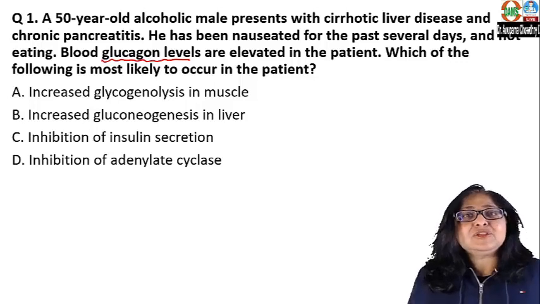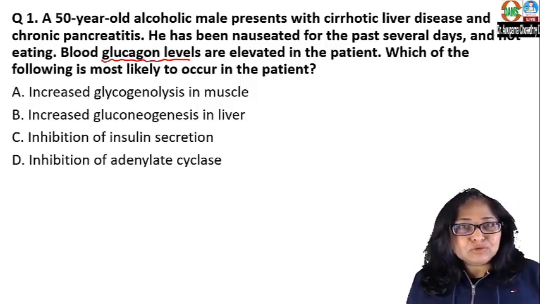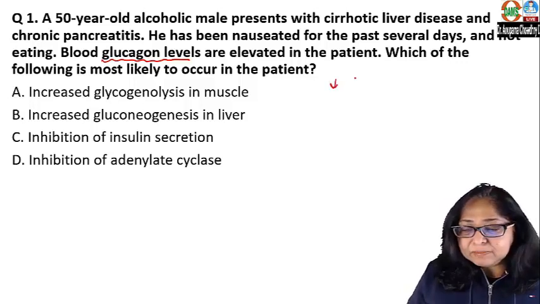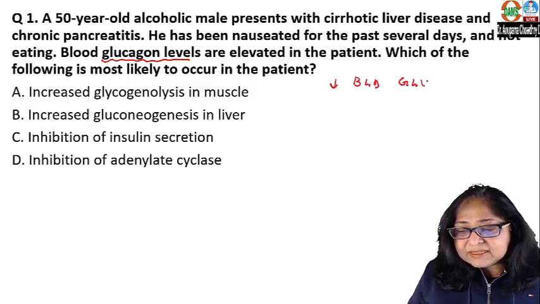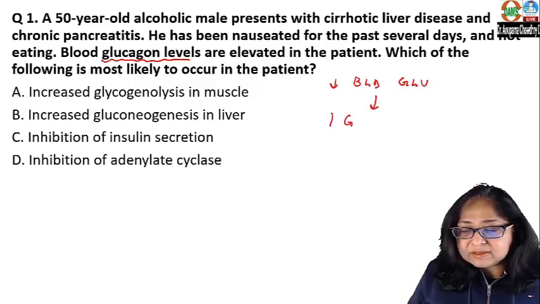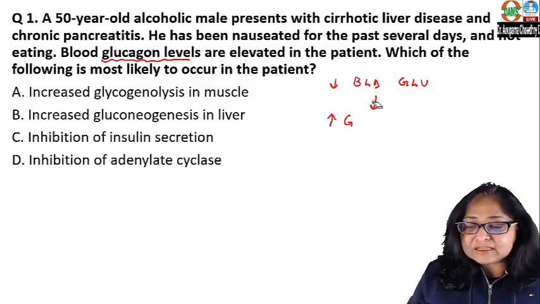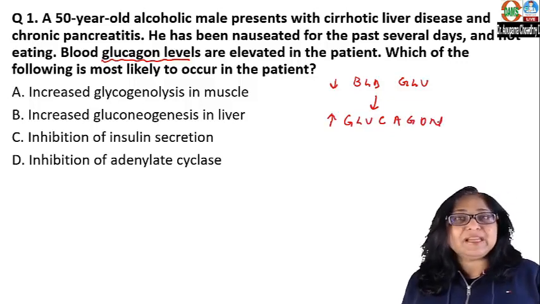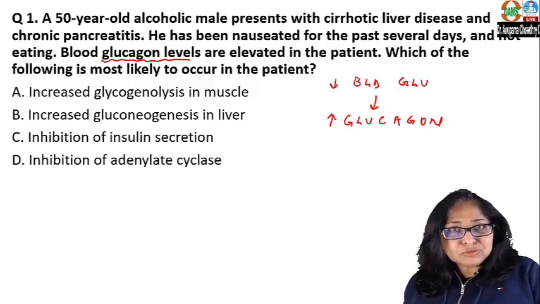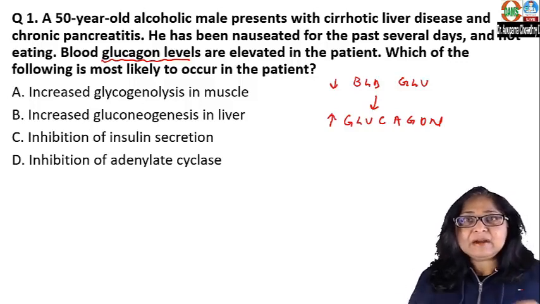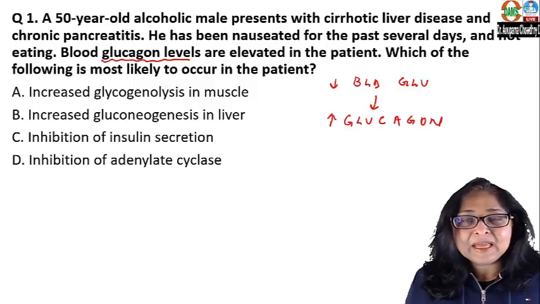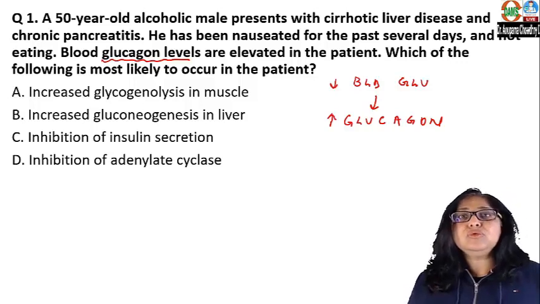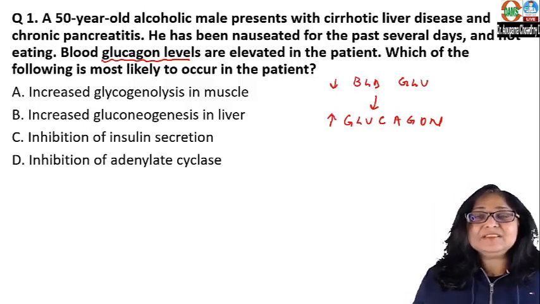So basically, this question is asking you about the physiological role of glucagon. Now, glucagon will be increased whenever there is a decrease in the blood glucose level. A hypoglycemia causes release of glucagon. This increases glucagon from the alpha cells of the pancreas. And what is the role of glucagon? Glucagon will increase the blood sugar level. And how does it do so? Its target organ is the liver. It increases the glycogenolysis in the liver and also gluconeogenesis. This increases the blood glucose level.